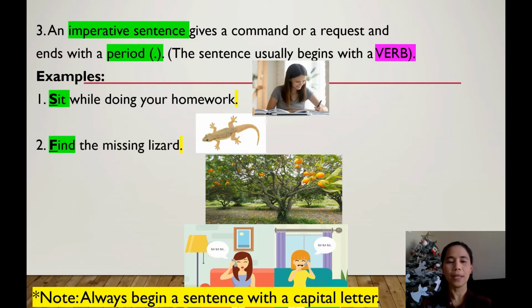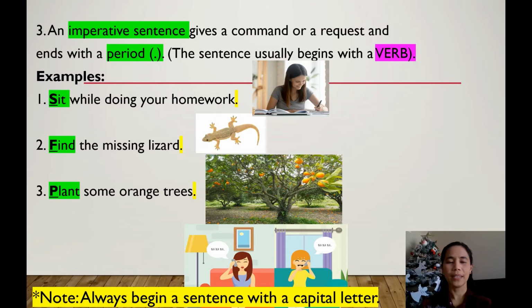Second example, "Find that missing lizard." Find is a verb, and so to make it imperative, we could say, "Find the missing lizard." Always remember, begin your sentence with a capital letter and end it with a period.